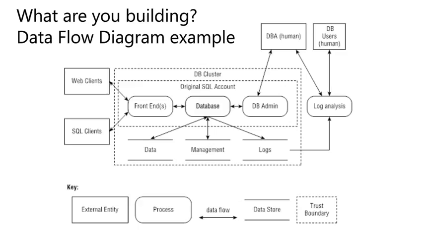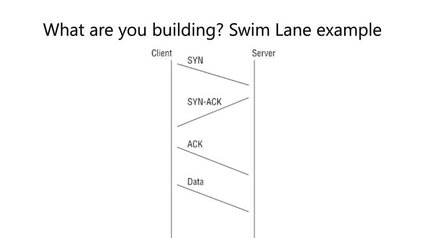So as an example, when I ask, what are you building? When I build things, I often start out at a whiteboard. I draw what it is I'm going to build. And you can threat model with nothing more than a whiteboard diagram. You can use a data flow diagram like this, where external entities are represented by rectangles, running code processes are rounded rectangles, there are data flows between them, there are data stores where the data is stored, and there are trust boundaries representing the places where different principals interact. You might also have a swim lane to represent network data flows.